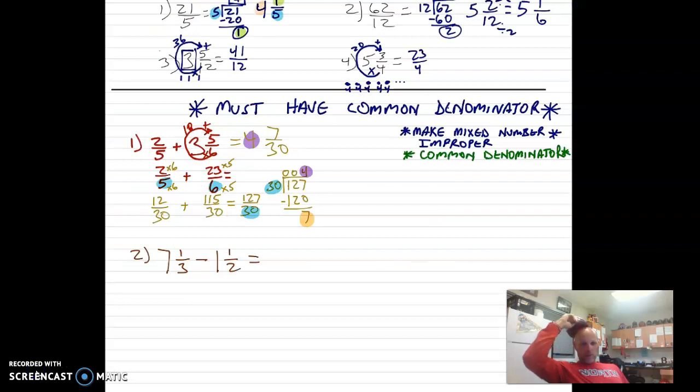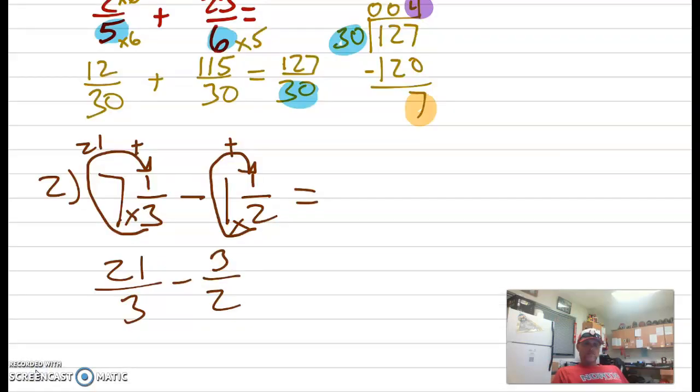So our second problem is 7 1/3 minus 1 1/2. So what I want you to do right now is notice that those are mixed numbers, and we have to change them to improper fractions. Hopefully you took the time to do that. I forgot to tell you to pause.